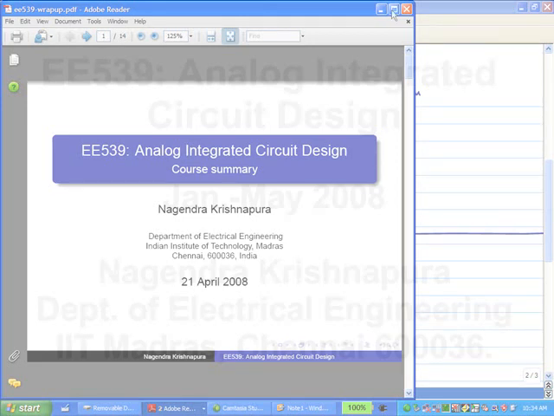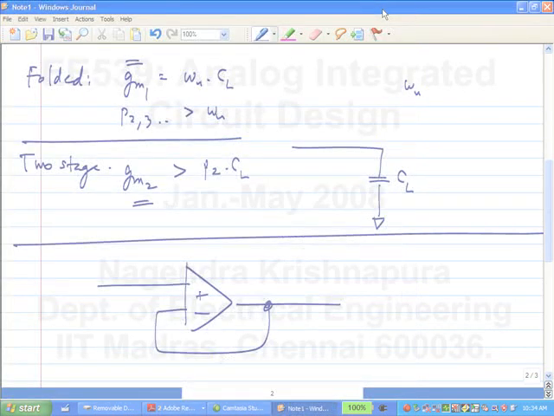Anything else? So, for the general purpose op-amp design, is it always best to start with a folded cascode and put a load cap to begin with, so that it's already compensated?